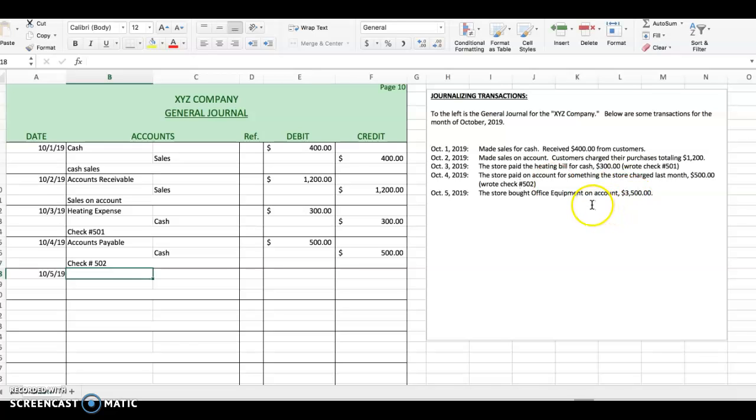the store bought office equipment on account. Okay, we didn't pay cash, we charged it. So accounts payable is going to be used again. We owe more money, but we bought an asset. Office equipment sounds like an asset, something of value that we own now. So we got more office equipment. That's what will be debited. And the amount is $3,500. And we didn't pay cash this time. We charged it. So again, accounts payable is the liability account, and that's what's used.